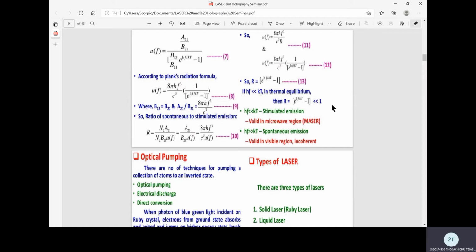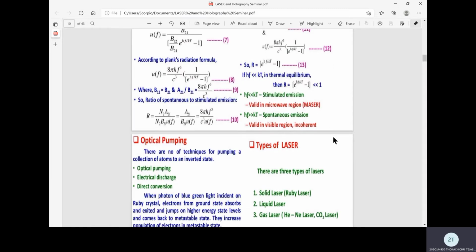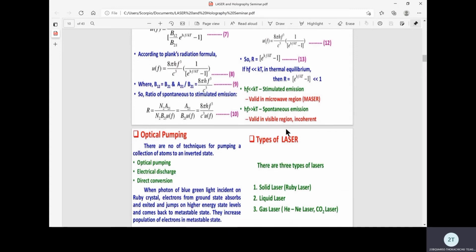We obtain some important results: in thermal equilibrium, if h mu is far less than kT, then R equals e power h mu by kT minus 1, which is far less than 1. From this we can conclude that if h f is far less than kT, stimulated emission dominates, which is valid in the microwave region, as we discussed in the history part of the lecture. And if h f is far greater than kT, spontaneous emission dominates, which is valid in the visible region and incoherent region too.